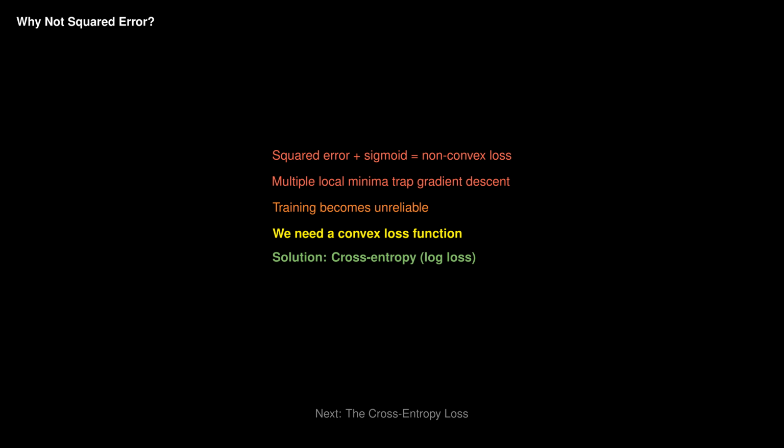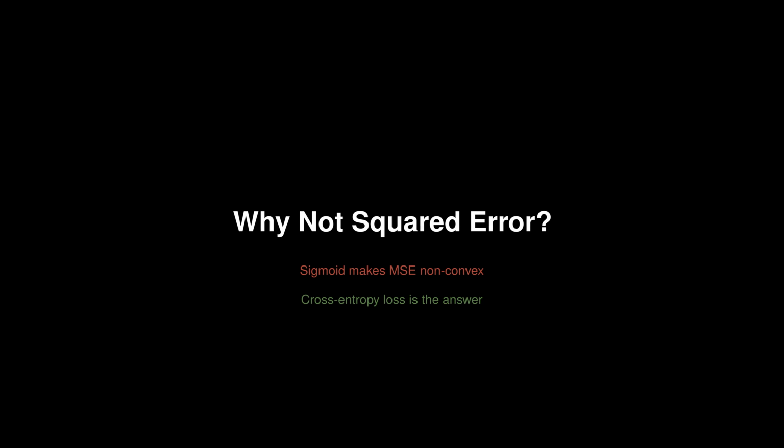The squared error loss, which worked so well for linear regression, fails for logistic regression. The sigmoid nonlinearity makes the loss surface non-convex. Multiple local minima trap gradient descent. We need a different loss function, one that, when combined with the sigmoid, gives us a convex optimization problem, one with a single minimum that gradient descent can reliably find. That loss function exists. It is called the cross entropy loss or the log loss. And that is what we will derive next.